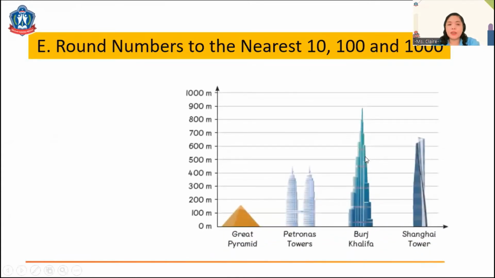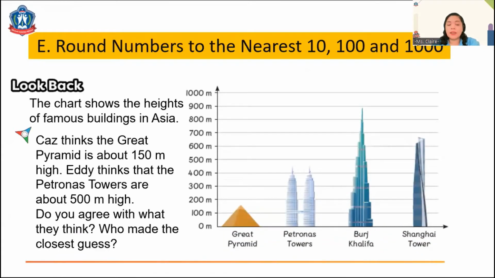Okay, let's continue on lesson E, round numbers to the nearest 10, 100, and 1,000. Look at the pictures of some tall or famous buildings in Asia. We have the Great Pyramid, Petronas Towers, Burj Khalifa, and Shanghai Tower. Kaz thinks that the Great Pyramid is about 150 meters high. Eddie thinks that the Petronas Towers are about 500 meters high. Do you agree with them? During our class, we will discuss your answers.